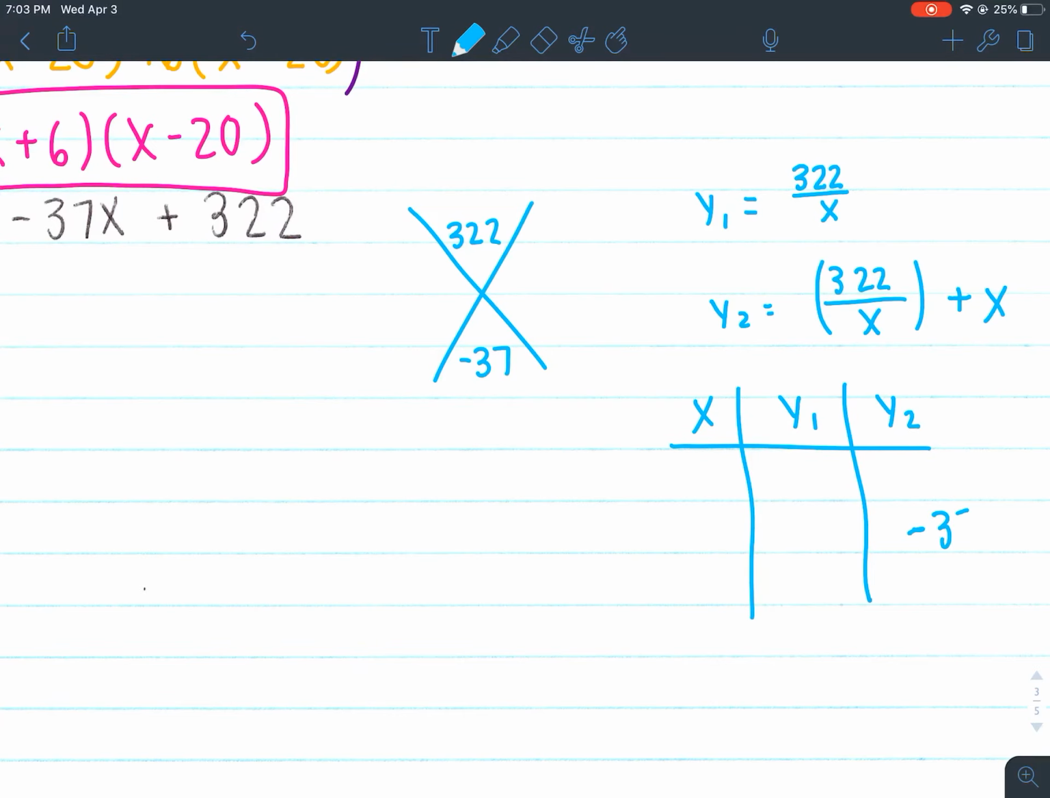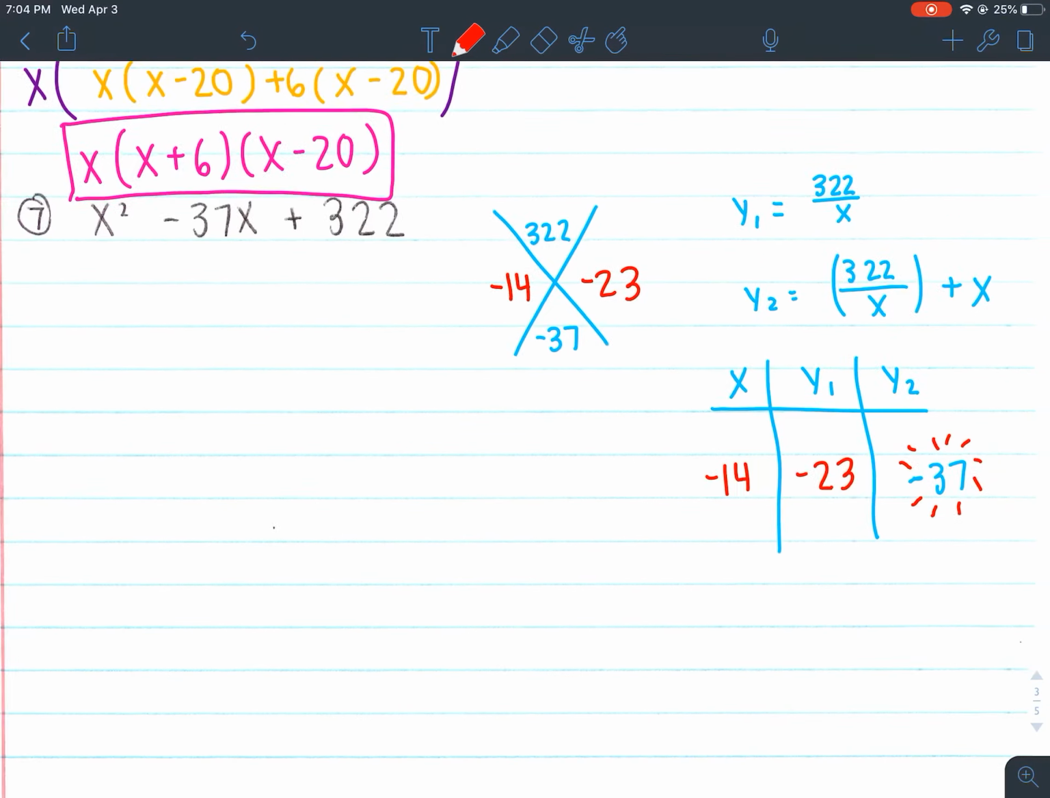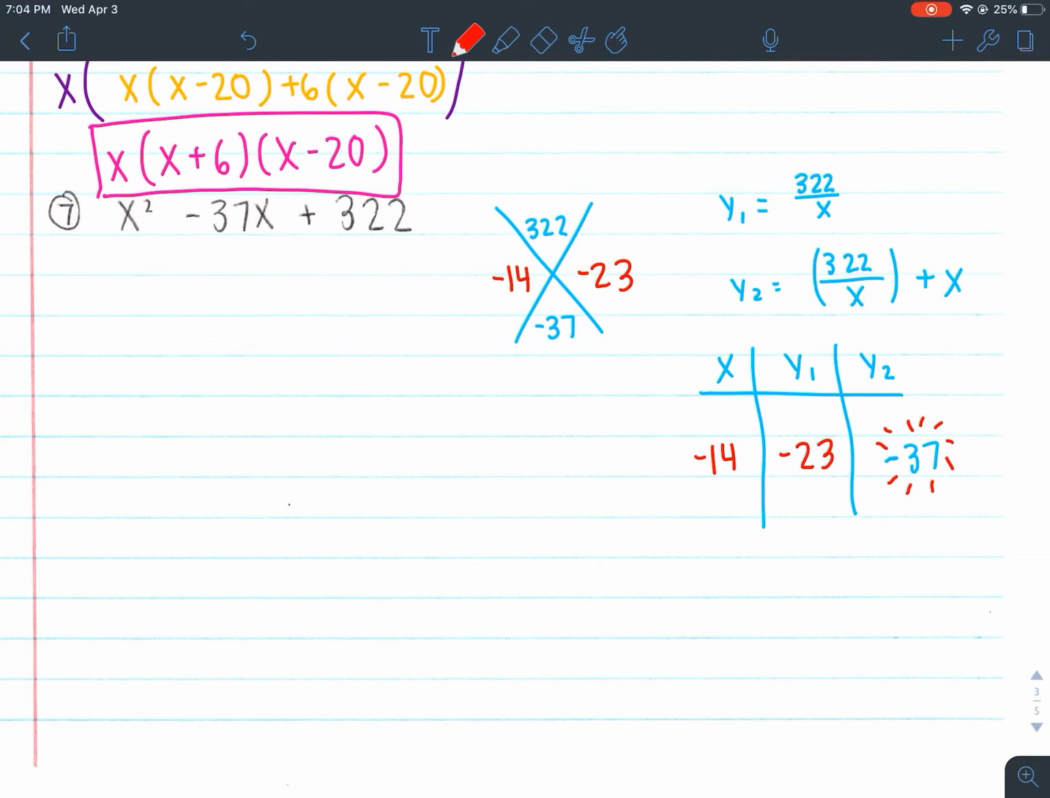So you want it to add to negative 37, so we're looking for that in the y2 column. We want it to be in this column here. Pop the negative 37. So I think, yep, I got it. All right, so our two numbers are going to be negative 14 and negative 23. Those two numbers will add to negative 37. So those are our magic numbers there. They're not really magic, but it's kind of cool that our calculator can help us out with this one.